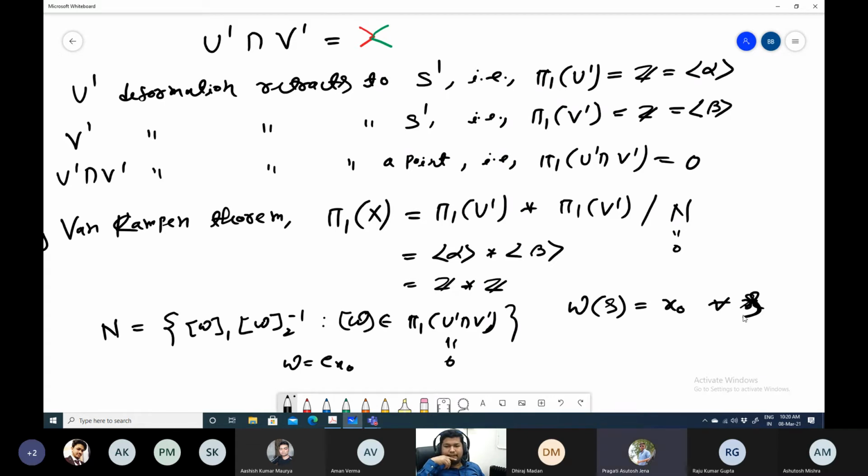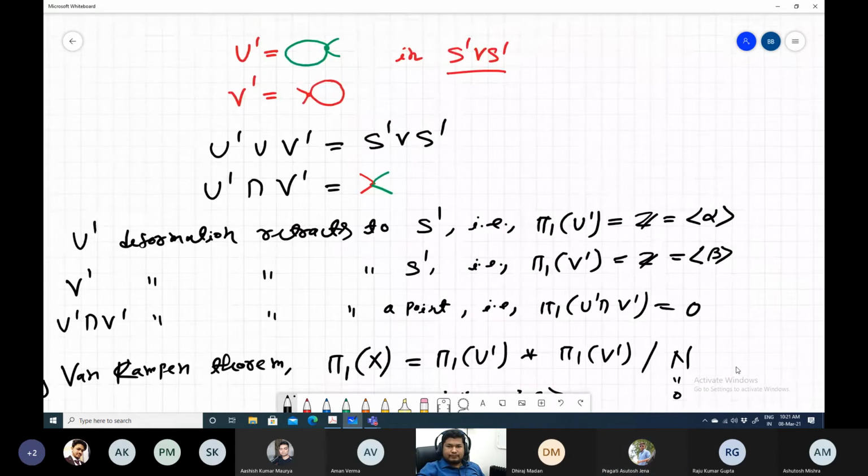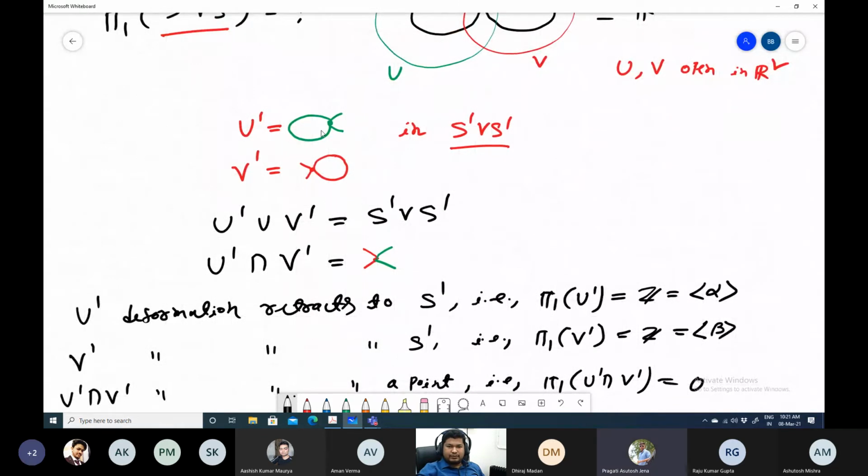Sir, can you explain the first part, how U dash deformation retracts to a circle? Yes, sir. You have a circle and you have some part attached this way. So what you can do is deform this portion. This is kind of one edge, right? Now this is deformed to this point, and this is deformed to this point in this direction.